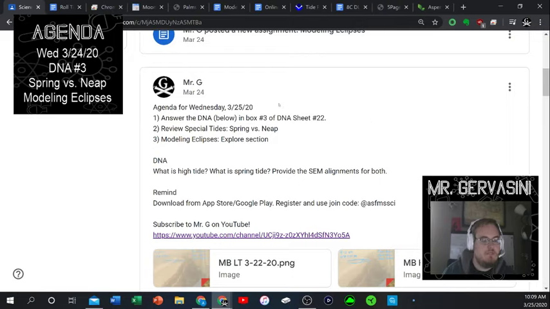Did we have an eclipse last night with the new moon? No, you didn't, because the new moon is only out during the day. It's out from 6 in the morning to 6 at night, so you can't have a solar eclipse at night. The new moon can make a solar eclipse, as you're going to find out in modeling eclipses.